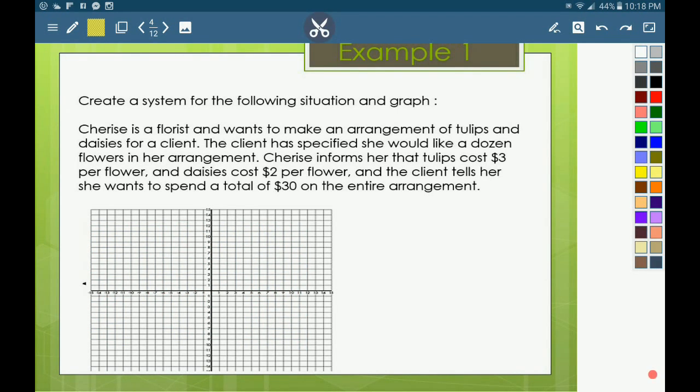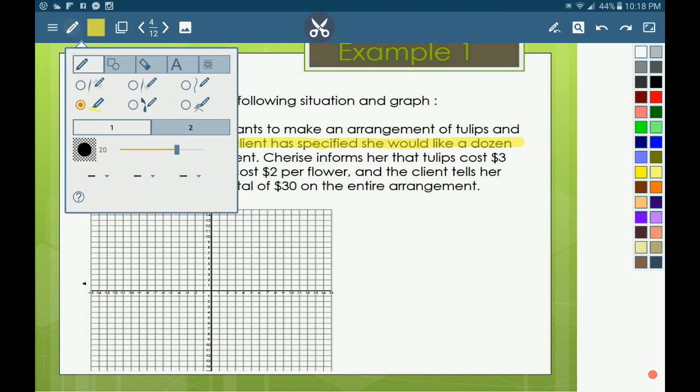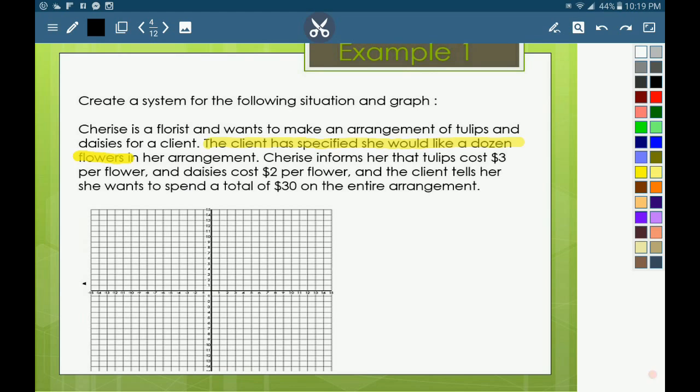The first part of this example that is giving us any type of numerical values is the sentence, the client has specified she would like a dozen flowers. It doesn't say which flowers she wants, though, how many of each flower she wants in her arrangement. All we know is that there are tulips and there are daisies. So let's first identify our variables. Let's call x the tulips, and let's call y the daisies.